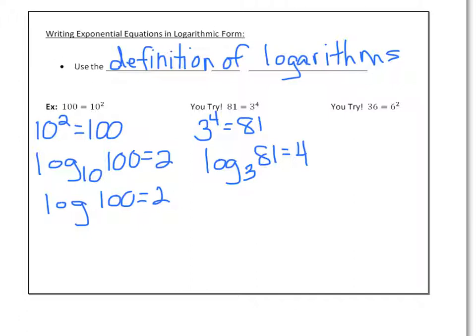So go ahead and try the next one. 36 equals 6 squared. Check with a neighbor to see if you think your answer is right, and then unpause this to check your final answer. So your answer for this you try. So we have log, and then we look for the base, which is 6, and the base goes on the bottom, of the answer equals our exponent, which is 2.